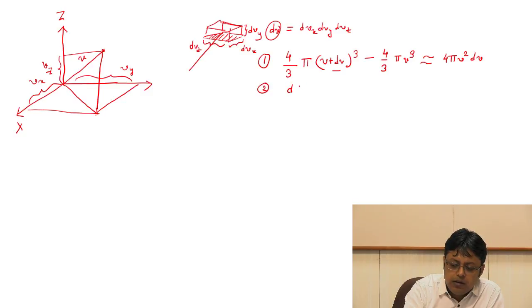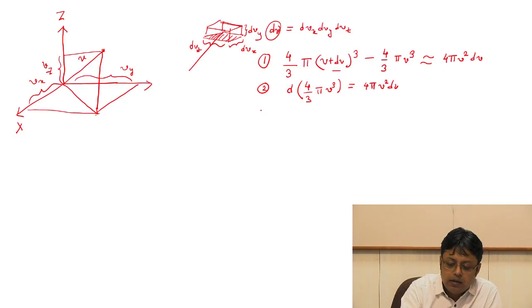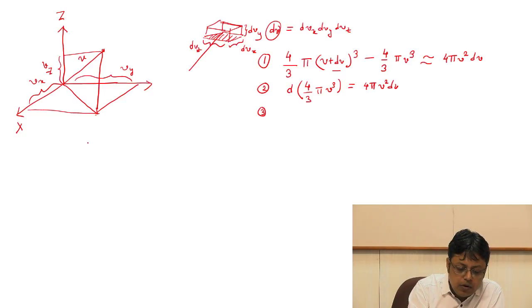You could also directly ask it this way: it is the differential volume of the sphere 4/3 pi v cubed, and that will directly give you 4 pi v squared dv, because the derivative of v cubed is 3v squared, and the 3 will cancel.